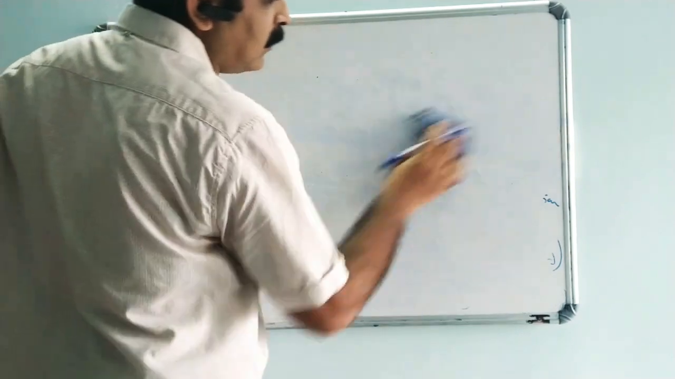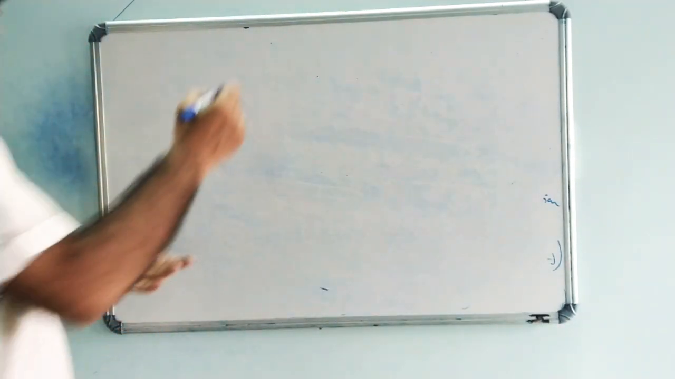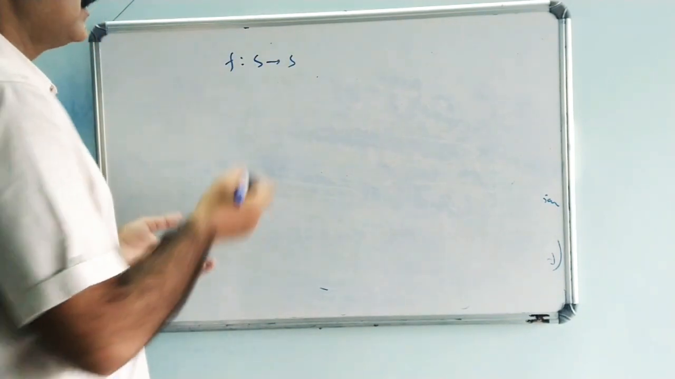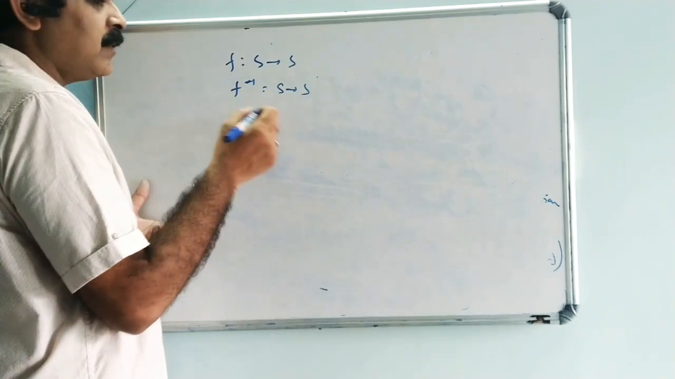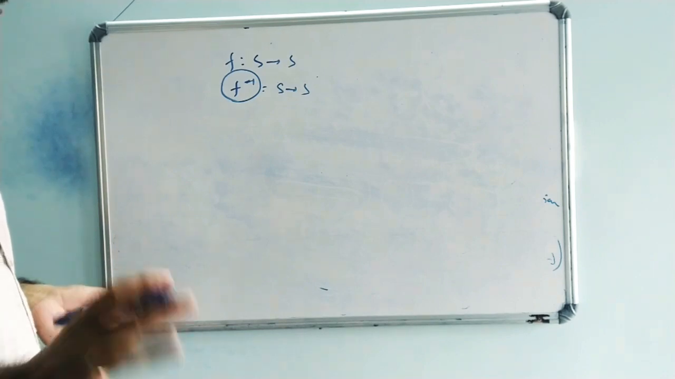Now we will define the inverse of a permutation. Inverse is simply the inverse mapping. If F is a permutation from S to S, that is, F is a bijective mapping from S to S, then F inverse is also a bijective mapping from S to S. Therefore, this F inverse is called the inverse of F with respect to permutation also.